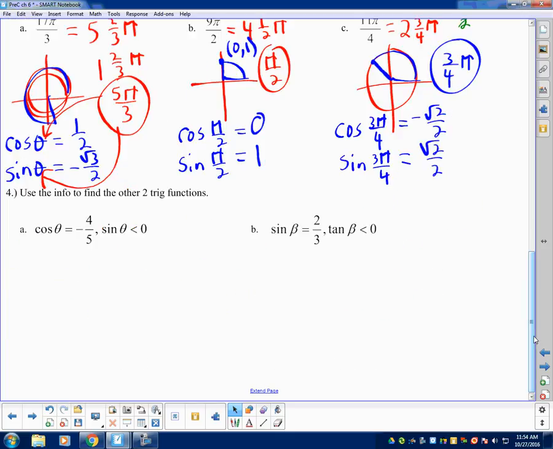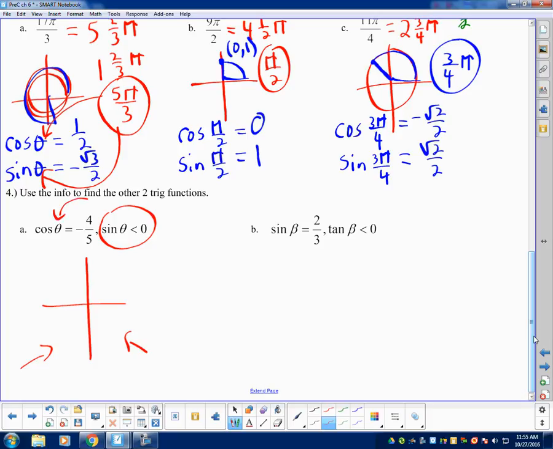It says use the info to find the other two trig functions. So we have cosine of theta equals -4/5, and sine of theta is less than 0. So let me circle this. Just that fact alone tells me that I'm either in this quadrant or this quadrant, right? Sine of theta is less than 0 says that the y-coordinate is negative. So I'm in one of those two bottom regions. Now, the fact that cosine of theta, right here, is a negative number takes one of those out. It puts me in this region right here. Okay, so that's what we're doing.